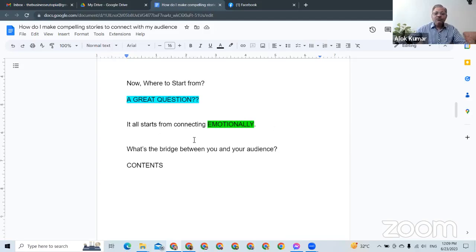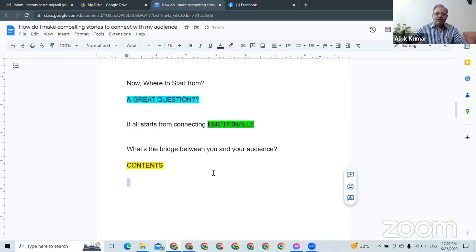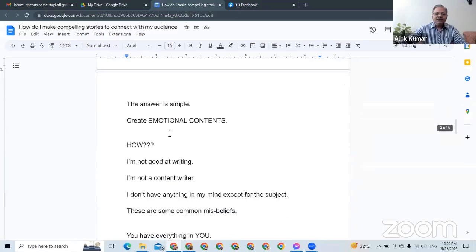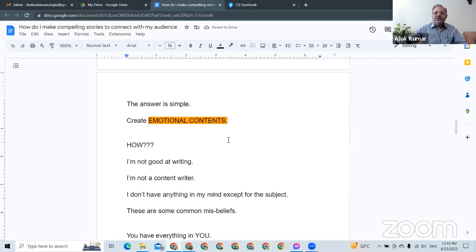Now, you have to bridge the gap between you and your audience. And what is that connection bridge? Your content, my friends, your content, whatever you post on social media platforms, whatever platform it is, that is the bridge between you and your audience. Am I right? So the bridge is what? Content. Now here, you can clearly see what I'm talking about. I'm talking about connecting emotionally and creating content. So the answer is obvious. Create emotional content. Make it simple. Seems good. Create emotional content.